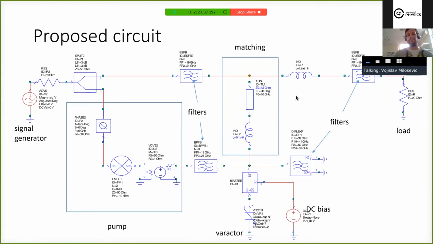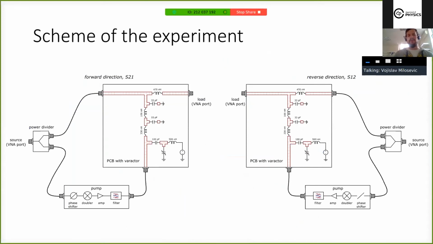And then we also have filters to suppress the pump harmonics, and also this inductance, which simulates the bianisotropic metasurface. This type of circuit can be connected to a network analyzer or some other detector, and it can be used to measure the non-reciprocity, so the difference in the propagation in different directions. Here is the schematic view of this proposed experiment.